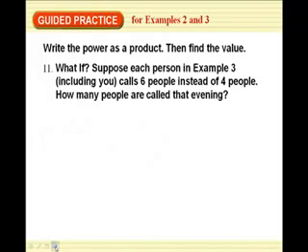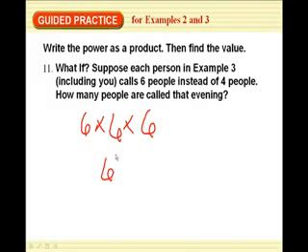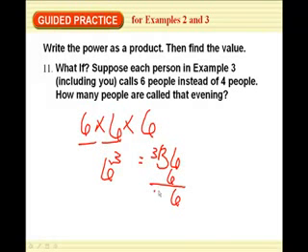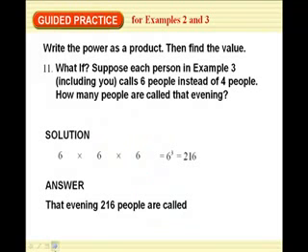Okay, the guided practice. What if, suppose each person in example 3, including you, calls 6 people instead of 4 people. How many people are called that evening? So if you remember, you call 6 people, then there's 6, they call 6, and then they call 6. That would be 6 to the 3rd instead of 4 to the 3rd. 6 times 6 is 36, and 36 times 6 is 216 people. So a lot of people called that way. 216 people are called that evening, making sure we label it because it is a story problem.